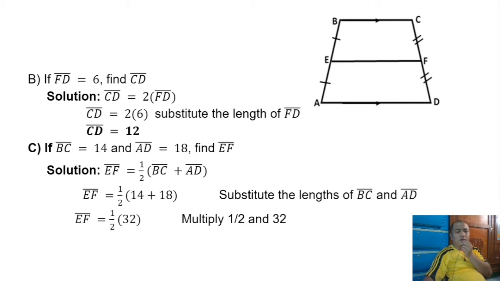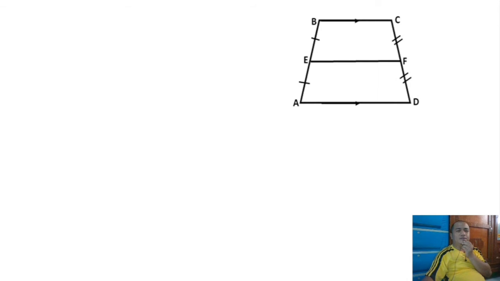32 divided by 2 is 16. EF is equal to 16. Alright. Next.